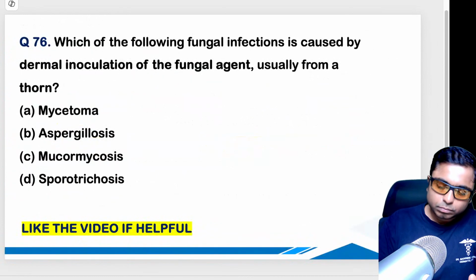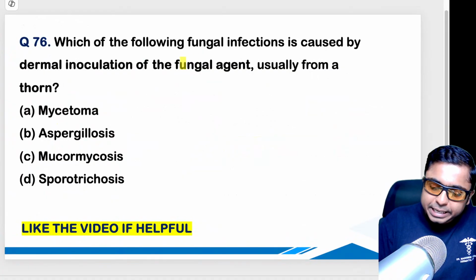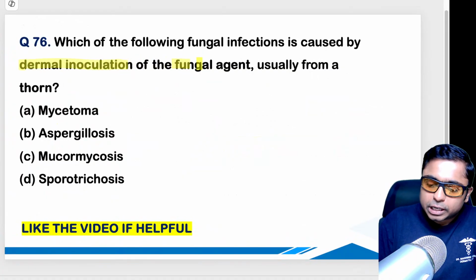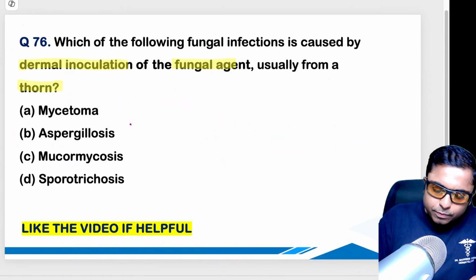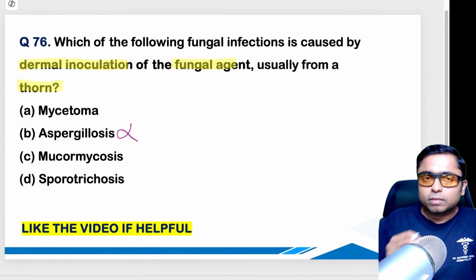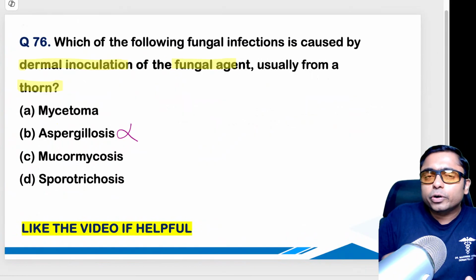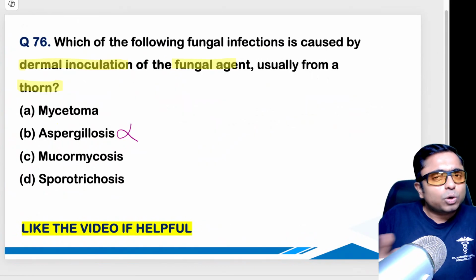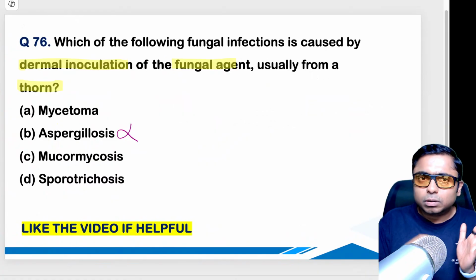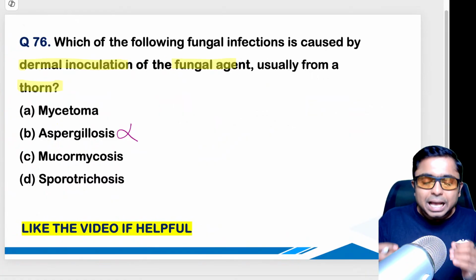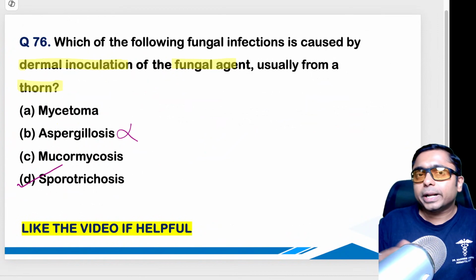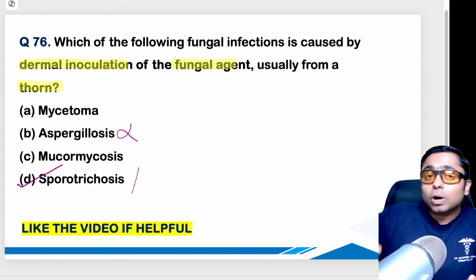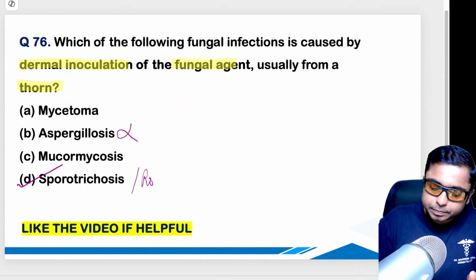Okay, next question. So you can see here, it is a dermal inoculation of the fungal agent due to a thorn prick. So here, if you see the options, all of them are fungal infections, and except for the aspergillosis, the rest of the others, all of them can be inoculated into the skin, producing the skin lesions. And especially thorn can be an agent which can cause the inoculation. But if you have to select one of them, you can better choose sporotrichosis, because this condition is also called as rose gardener's disease.